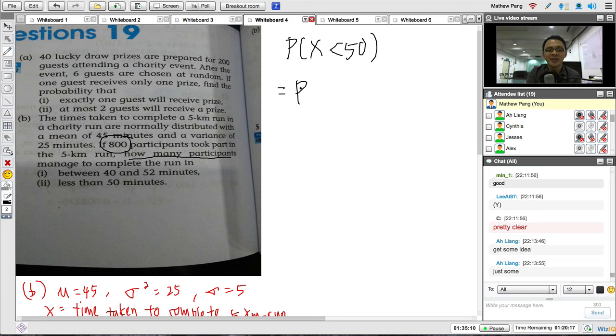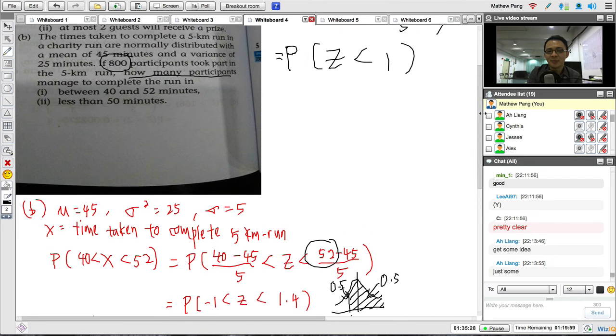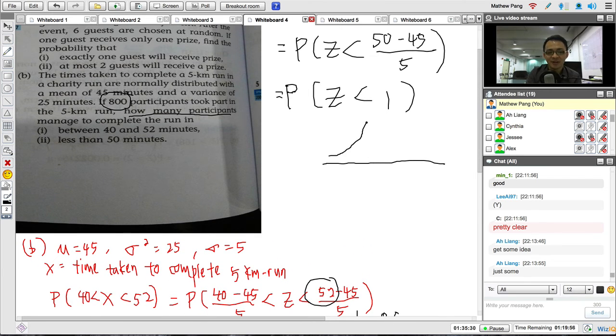So first thing is, I always need to change to Z. So I have to use x minus my mean, which is 45, divided by my standard deviation, which is 5. Alright, in this case, we have more fun here because it's less than 1. When I draw the bell-shaped diagram, you will know why I say this question is very fun. Alright, this is 1. So less than 1 means this part, this area.